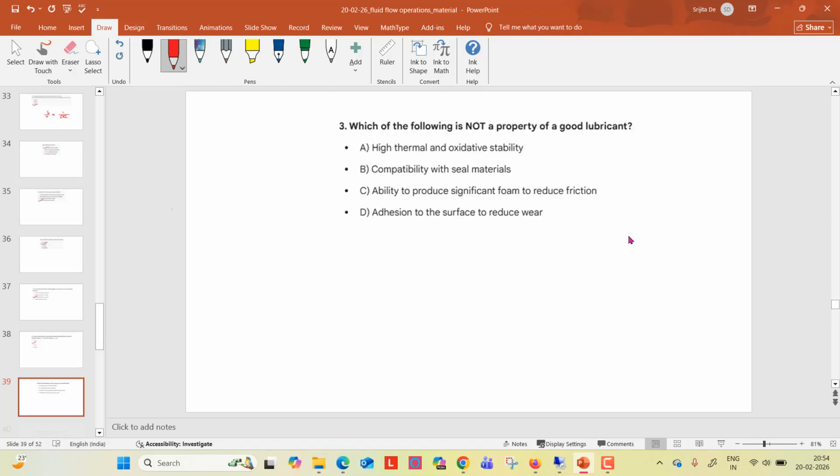Which of the following is not a property of a good lubricant? High thermal and oxidative stability, compatibility with steel materials, ability to produce significant foam to reduce friction, adhesion to the surface to reduce wear. It definitely has to have anti-foaming capability. So option C is the correct option here.